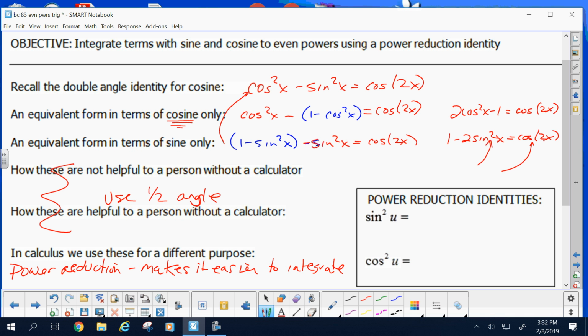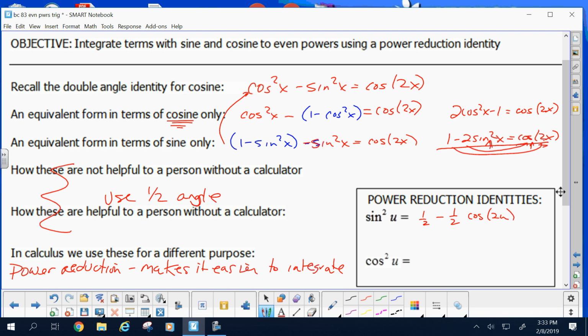But for now, what you really need to get down and commit to memory is if you took this and solved it for 1 minus sine squared, I could move the 1, move the negative 2, and I would get something like sine squared is 1/2 minus 1/2 cosine of 2u. Don't worry about the x versus u. I just want you to understand it doesn't have to be a single x.